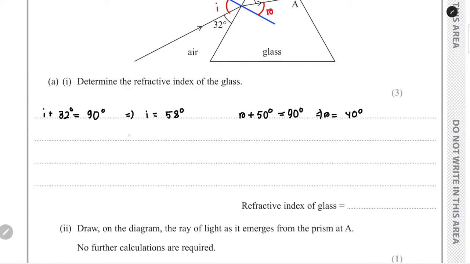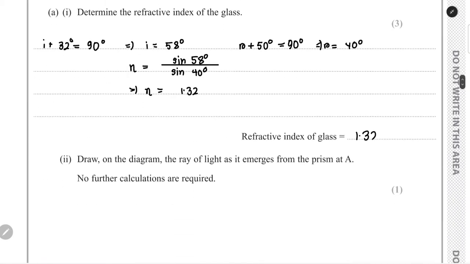I can use that now to find the refractive index, which is sin I by sin R, which would be sin 58 degrees divided by sin 40 degrees. If I calculate this, I get a value of 1.32. This is the refractive index of the glass.